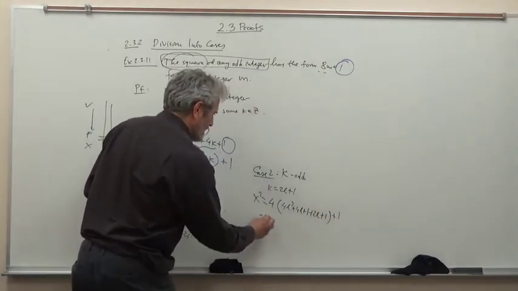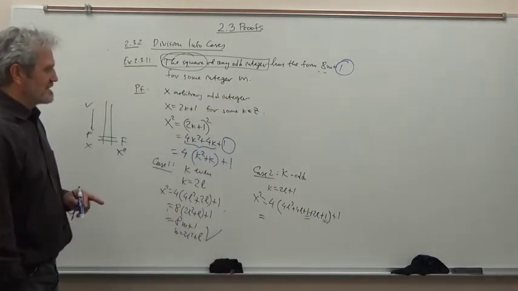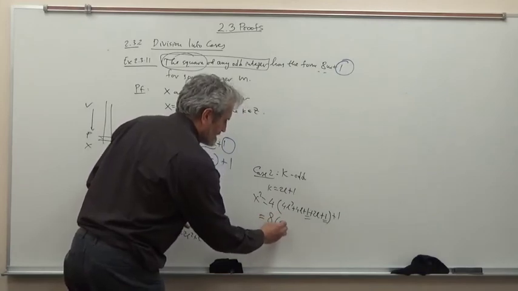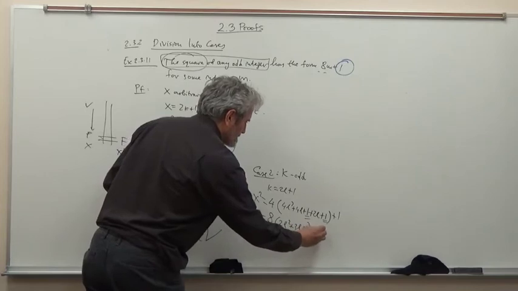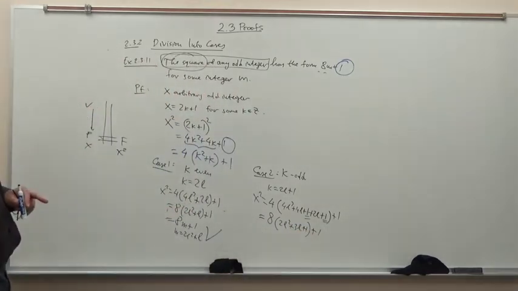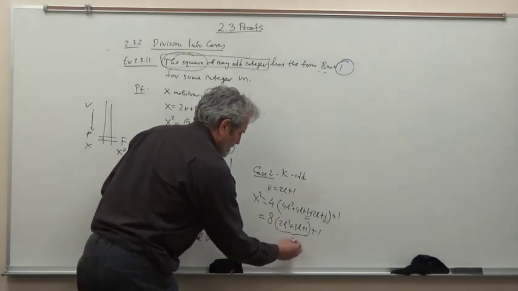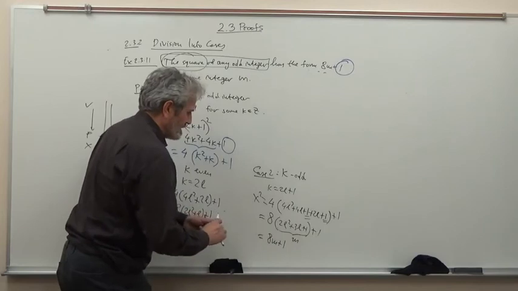Plus 1. Again, because 1 and 1 is 2, I can factor out 2 again, and I get 8 times (2l squared plus 3l plus 1) plus 1. I think I'm correct about that, rushing. So if I call this m, and that's an integer, I have 8m plus 1.